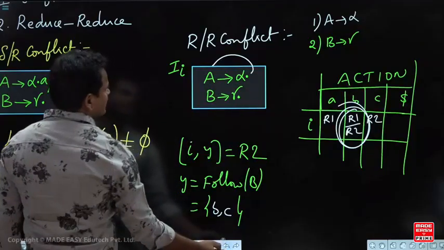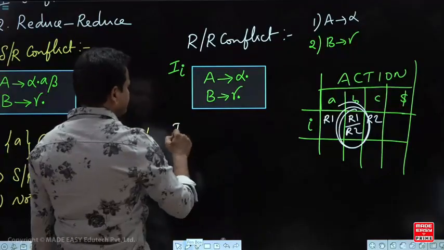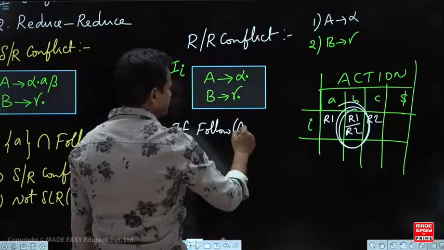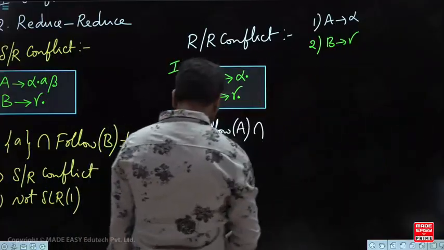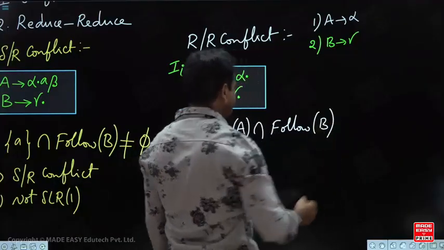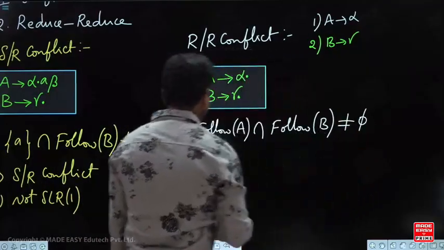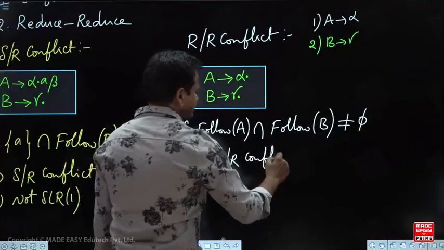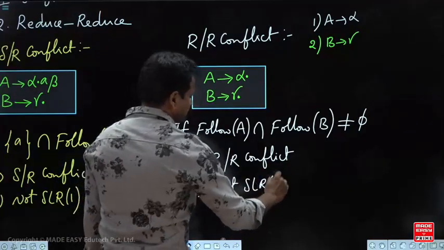If they have common elements, it implies reduce conflict is there. So any state having 2 final items, take the follow of A and take the follow of B. If follow of A and follow of B have no common symbols, then the intersection is empty, then no conflict. If they have common elements, the intersection is not empty. Intersection means reduce conflict. Reduce conflict implies not SLR(1). That's all. This is done with SLR(1). The concept is done.